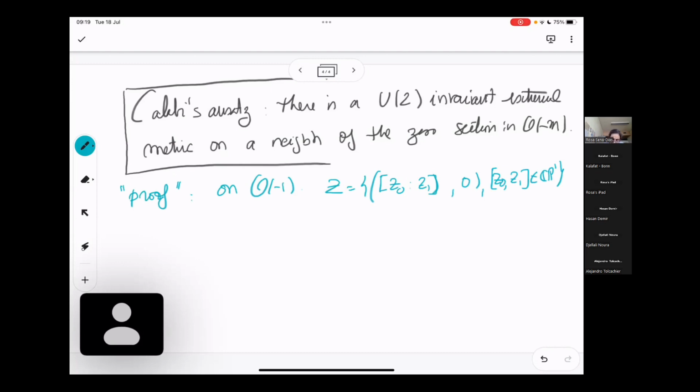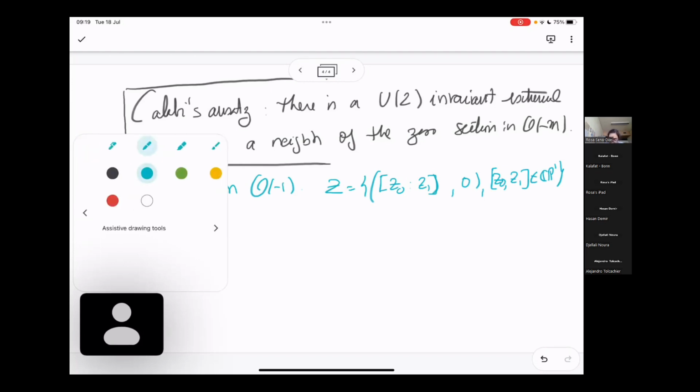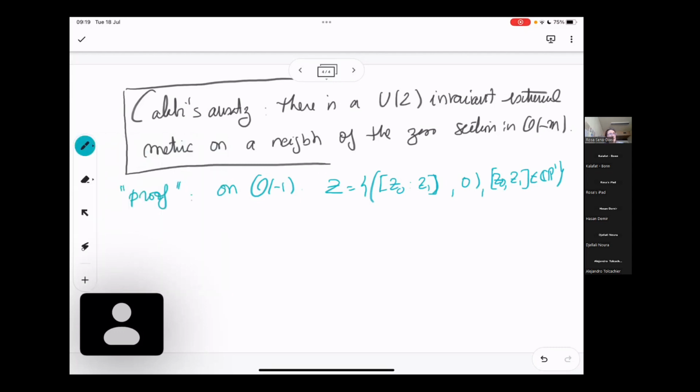Okay, so because these metrics are U2 invariant and U2 exceeds the T2 torus, the T2 action, the metrics we are searching for are toric. And they have a symplectic potential as a consequence of that.